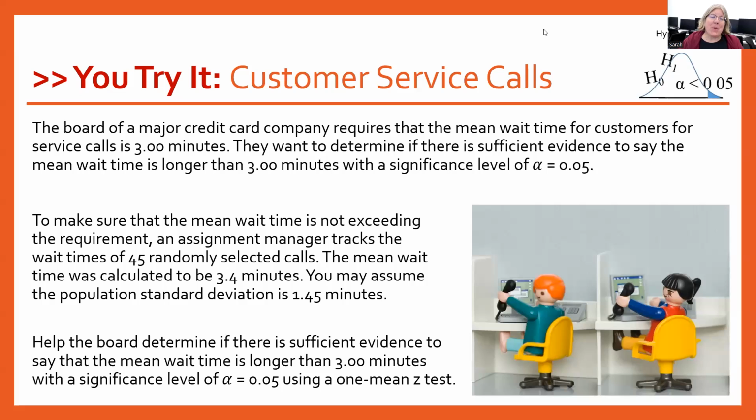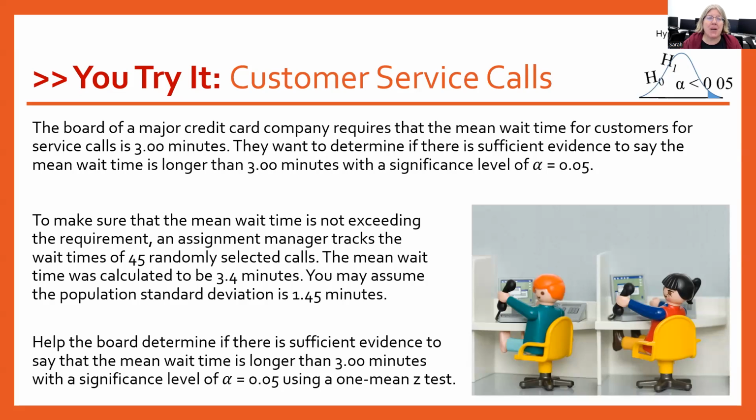Alright, we're ready to work through our first full hypothesis test. This is a problem that you've already started reading about, so this will sound really familiar. The board of a major credit card company requires that the mean wait time for customers for service calls is 3 minutes. They want to determine if there is sufficient evidence to say the mean wait time is longer than 3 minutes with a significance level of alpha equals 0.05.